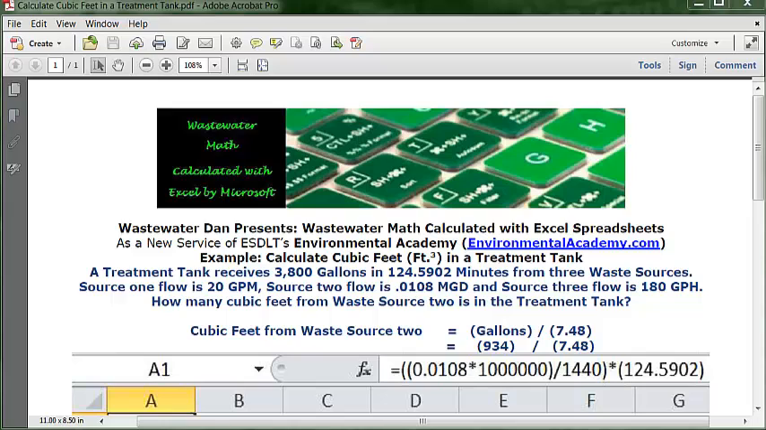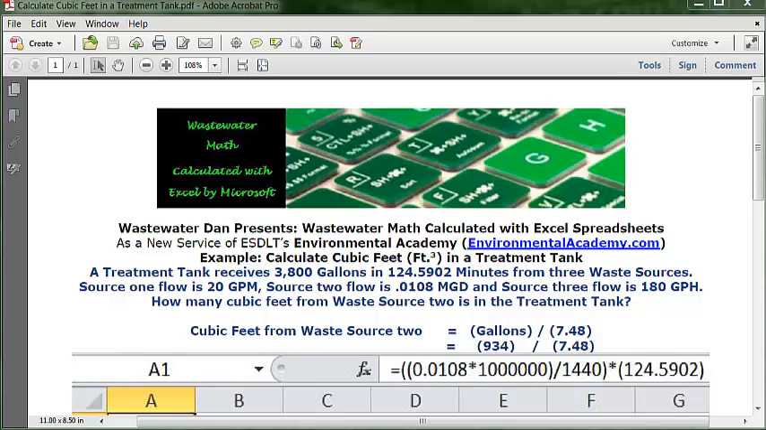But we have another challenge here, is we don't have gallons. We have source 2, actually its flow is MGD. So we're actually going to create one formula to take this MGD and figure out how many gallons flowed in 124.5902 minutes. And then we can take those gallons and divide by 7.48, and that's going to tell us how many cubic feet from waste source 2 was actually in this tank.